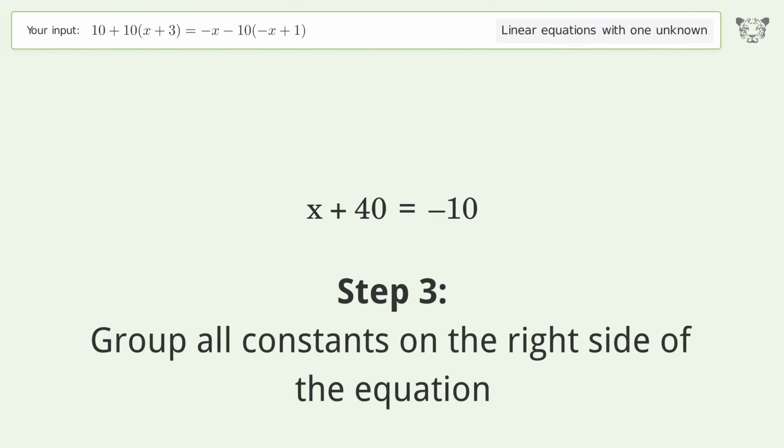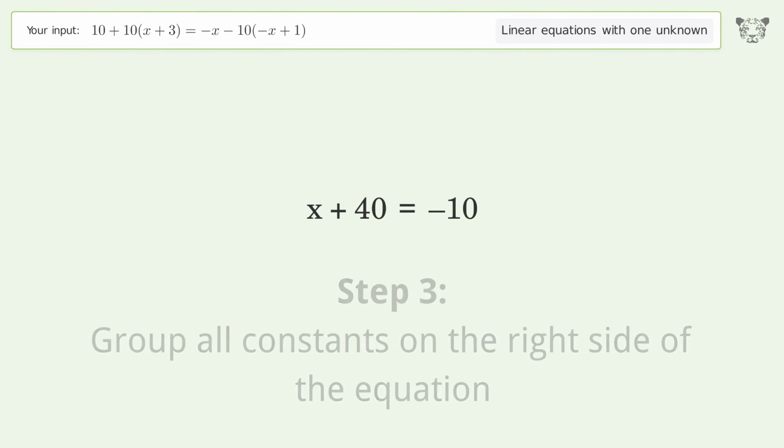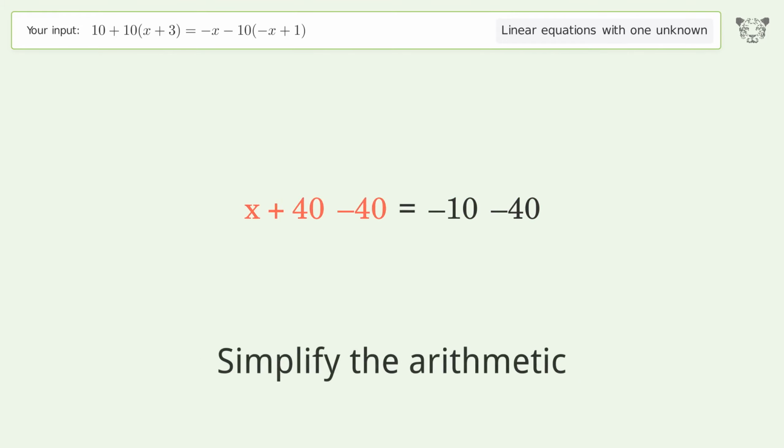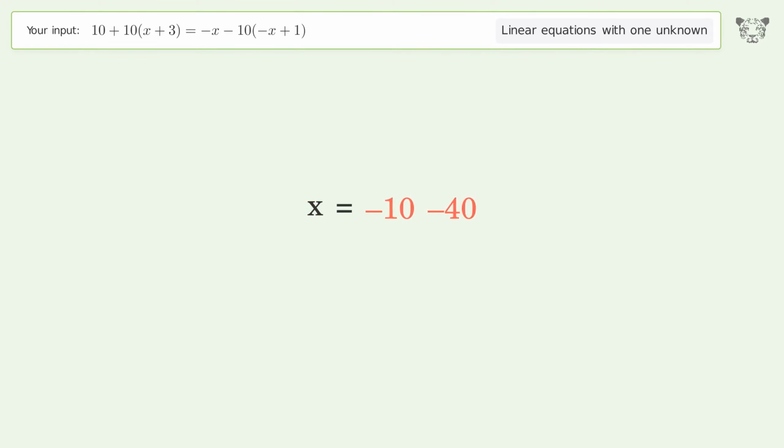Group all constants on the right side of the equation. Subtract 40 from both sides. Simplify the arithmetic. And so the final result is x equals -50.